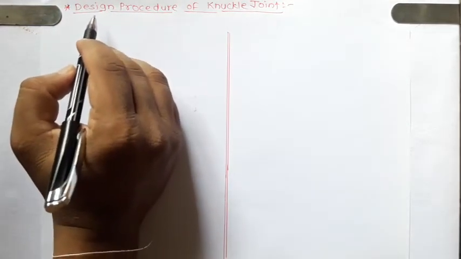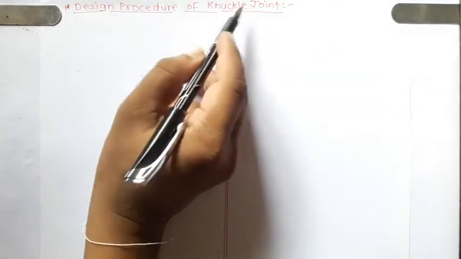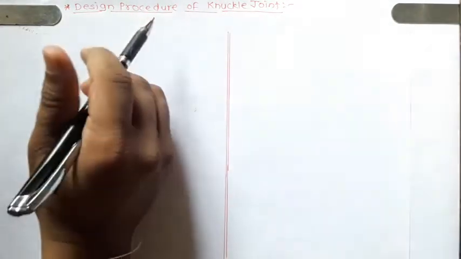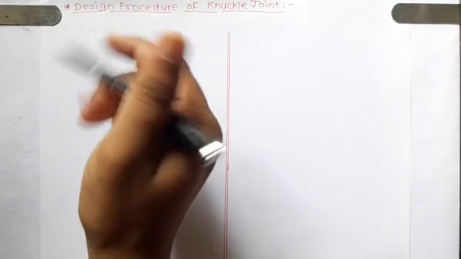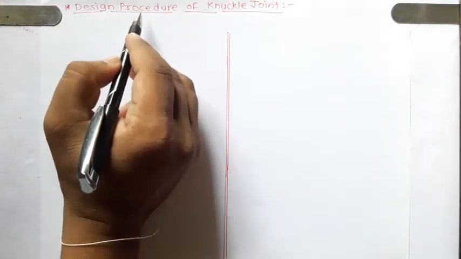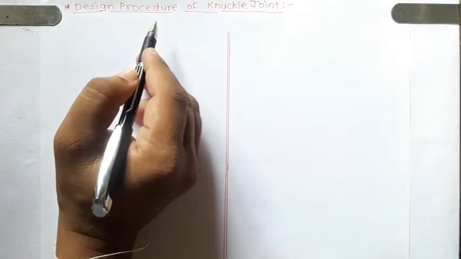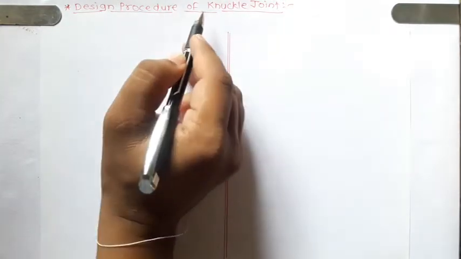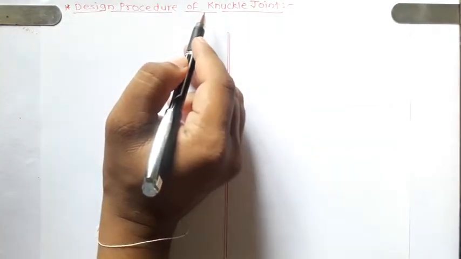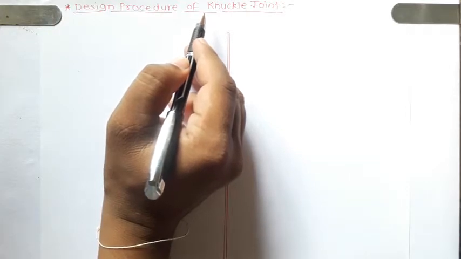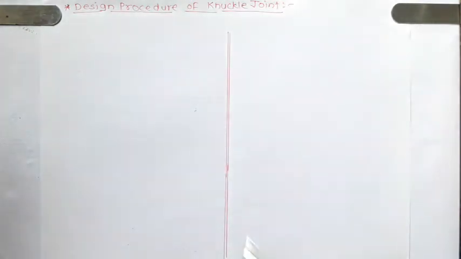In this video, I'm going to talk about the design procedure of knuckle joint. In this procedure, we are going to see the steps involved in the design process of knuckle joint. Our ultimate aim is to find out the dimensions of knuckle joint and to check these dimensions for safety against the stresses. So let us start with this design procedure.